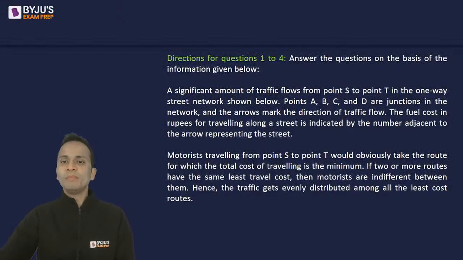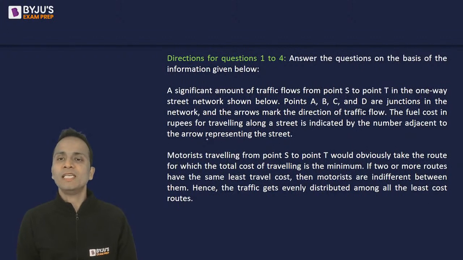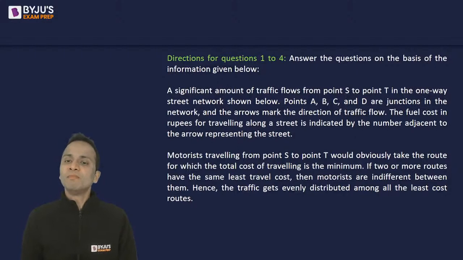So 9 will be the fuel cost. The fuel cost in rupees for traveling along a street is indicated by the number adjacent to the arrow representing the street. All right. Now, the next important part: motorists traveling from point S to T would obviously take the route for which the total cost of traveling is minimum. Now, if two or more routes have the same least travel cost, then motorists are indifferent between them.